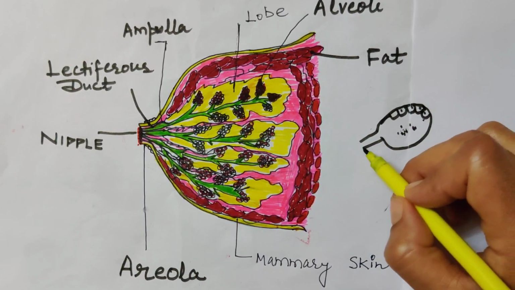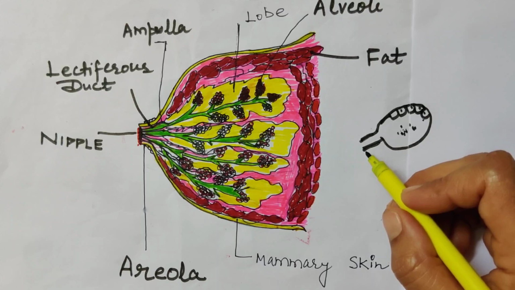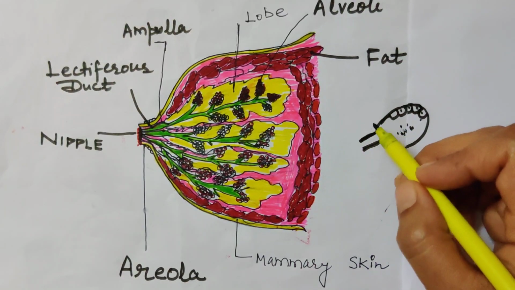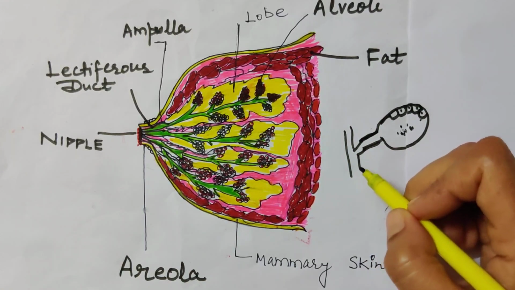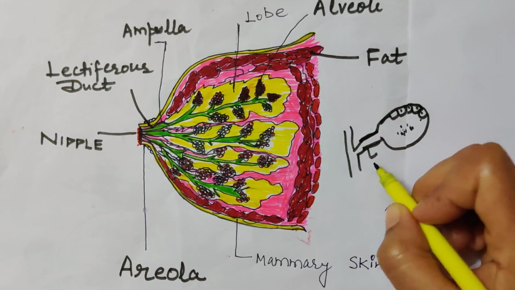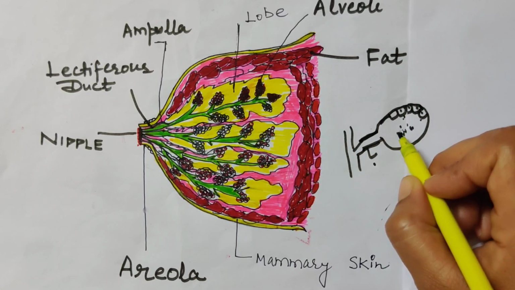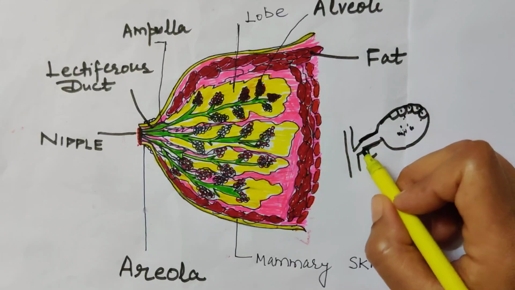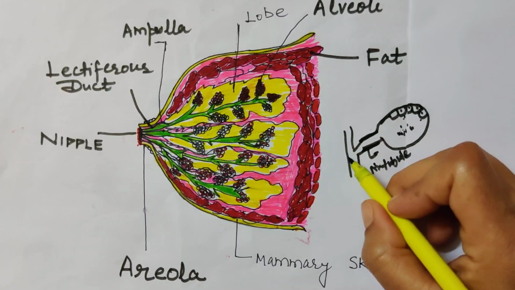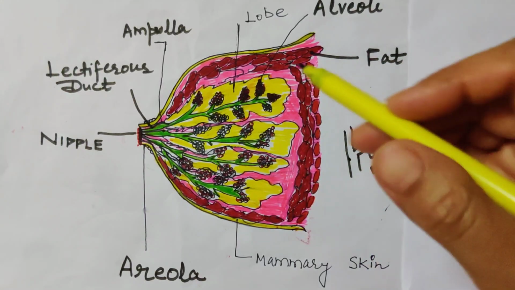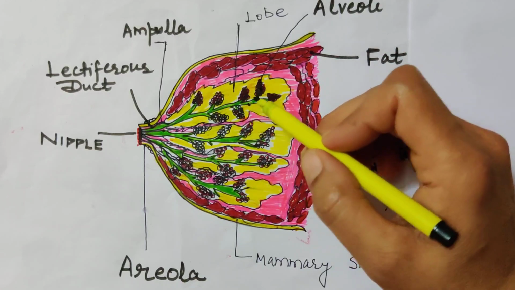Then alveoli open into the mammary duct. This structure where it opens is called mammary tubule. So cells secrete milk, and then milk is poured into the lumen of alveoli, and alveoli open into mammary tubule, and mammary tubule opens into mammary ducts. Here these are the alveoli, these are mammary tubules, and this is the mammary duct.